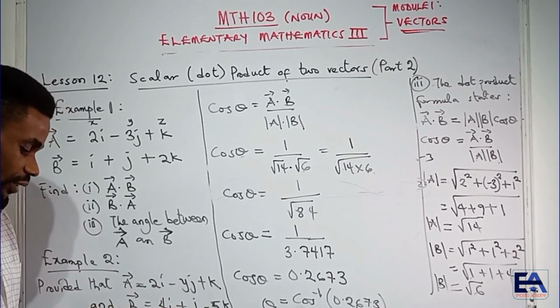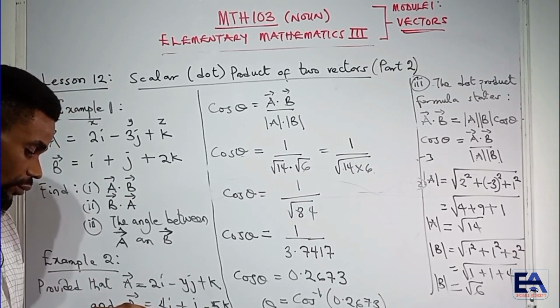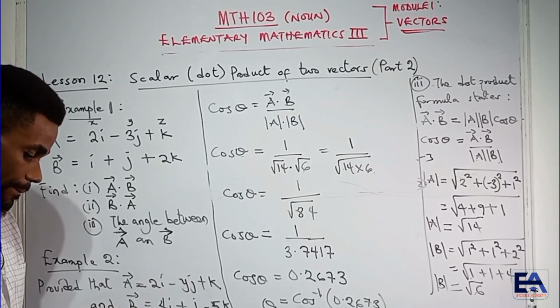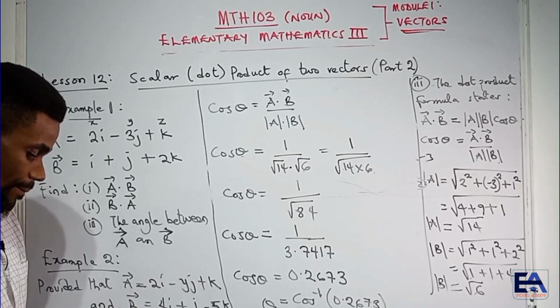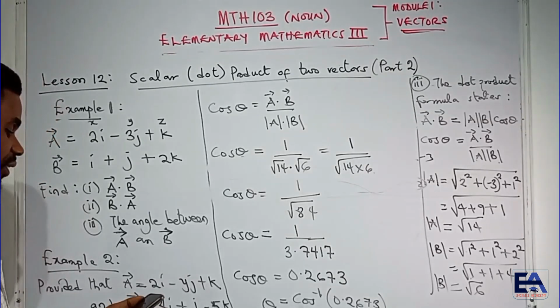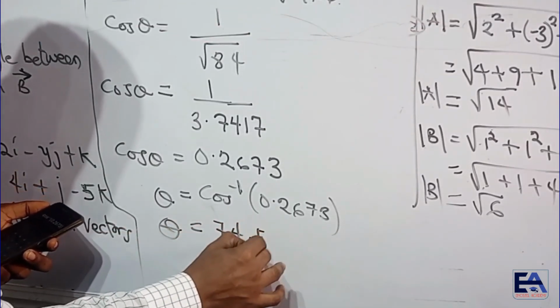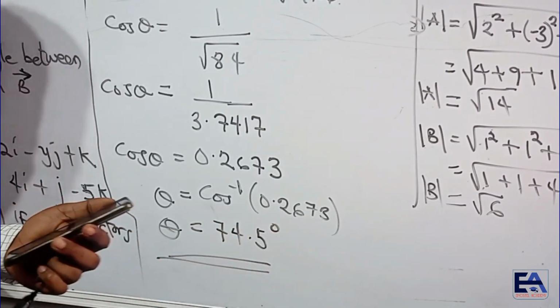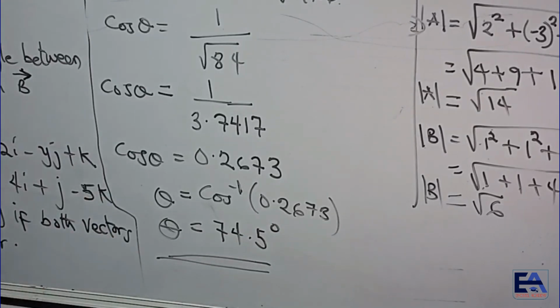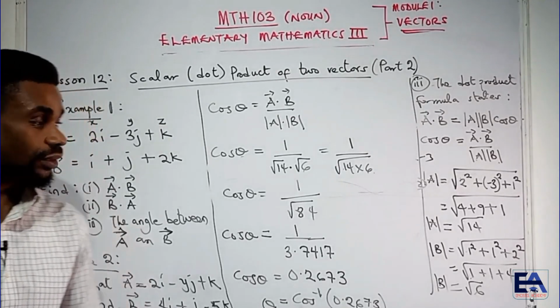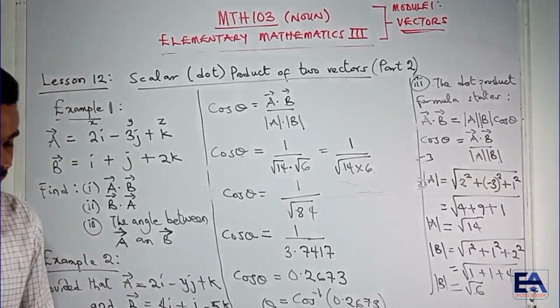That's going to be the inverse cosine of 0.2673. All right, so the inverse cosine of 0.2673 is 74.5. So we have 74.5 degrees. That is the answer to that question, 74.5 degrees to 1 decimal place. So that is the value of the angle.